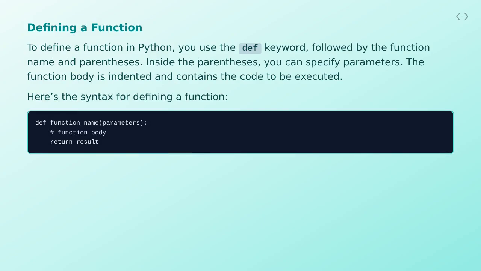Defining a function. To define a function in Python, you use the def keyword, followed by the function name and parentheses. Inside the parentheses, you can specify parameters. The function body is indented and contains the code to be executed. Here's the syntax for defining a function. Review the implementation on the slide.